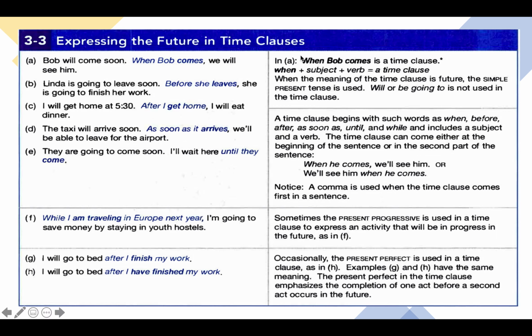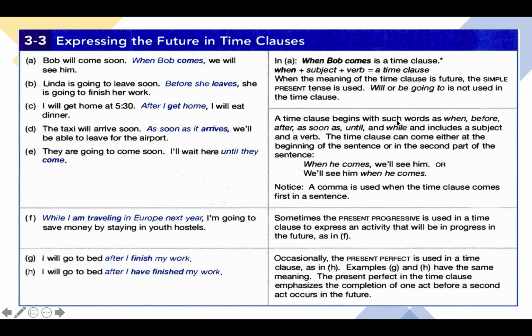Okay? Now, when Bob comes is a time clause. When plus subject plus verb, it is a time clause. When the meaning of the time clause is future, the simple present tense is used. So this is the rule. Will or be going to is not used in time clause. So this is the rule that you have to remember all the time about time clauses, okay? And another information we have to remember about time clauses.